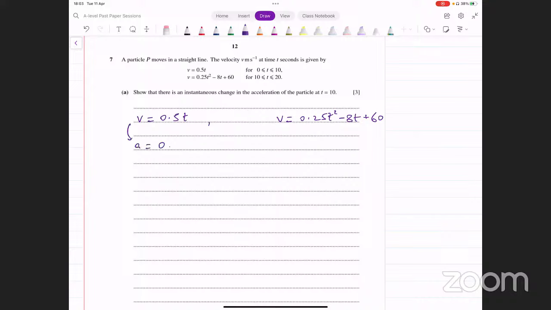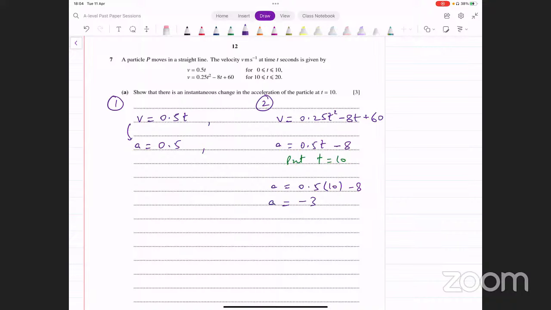Acceleration equals 0.5 for part 1 from the first equation. Second equation से आपके पास acceleration क्या आती है? Let's differentiate it. That gives you 0.25 into 2, which is 0.5 times t minus 8. This is the value of acceleration. आप क्या करेंगे अब इसके अंदर? Time की value 10 input कर दें. देखें इस पे आपको acceleration क्या मिलती है? Acceleration equals 0.5 into 10 minus 8, and that gives me 5 minus 8, which is minus 3.